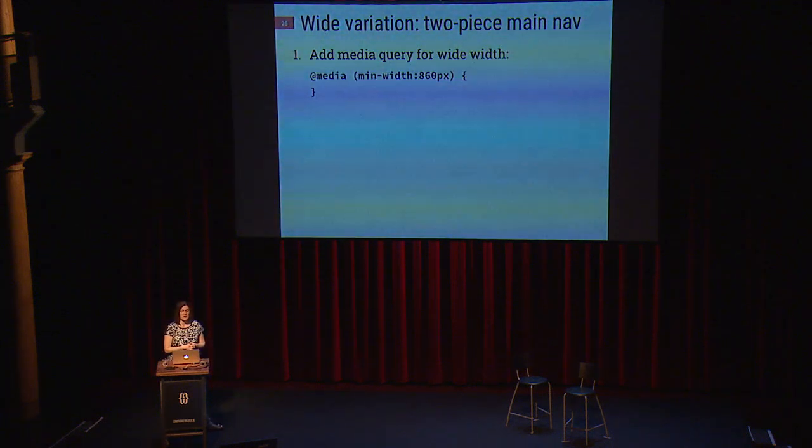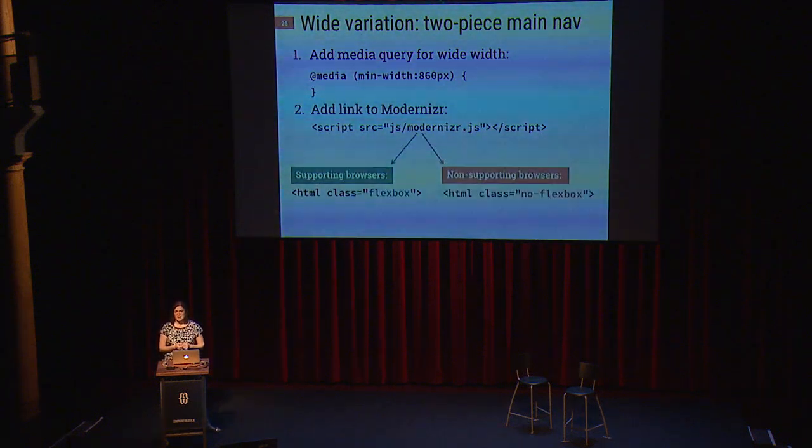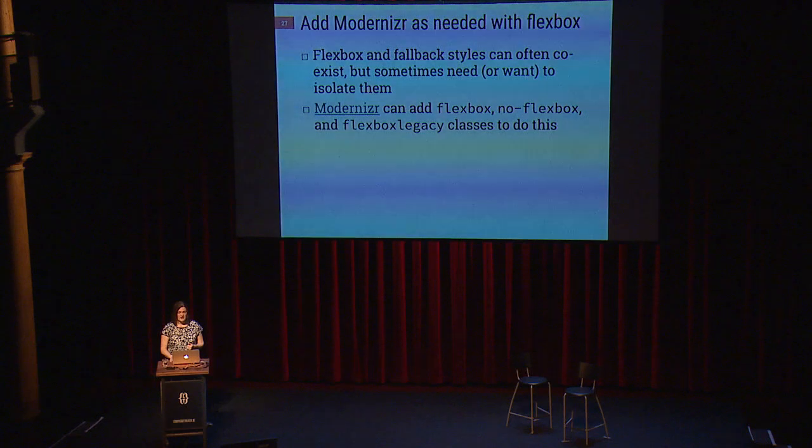So first I add a media query for wide screens. And I also need to add a link to the Modernizr script because I need to feed some styles to only Flexbox browsers in this particular case, as you'll see. Much of the time, Flexbox and fallback styles can coexist, as they did with the earlier version of the nav that I just showed you that used inline-block and Flexbox at the same time.